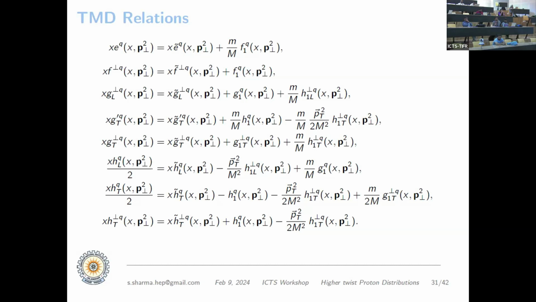Okay. And is there any interrelation between those TMDs? I mean, yeah, there is some. Yes. Okay. Yes.